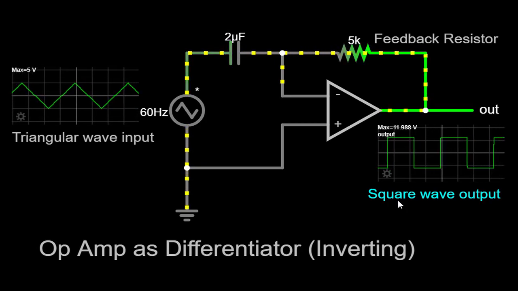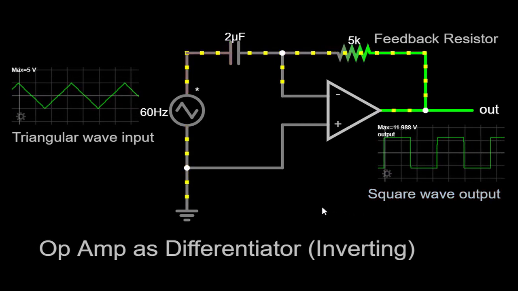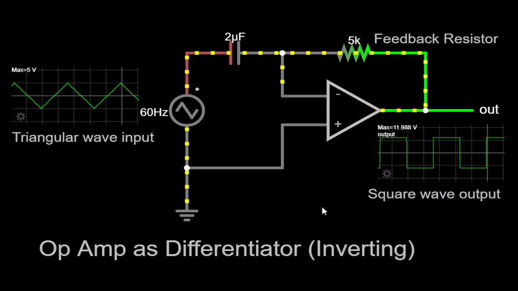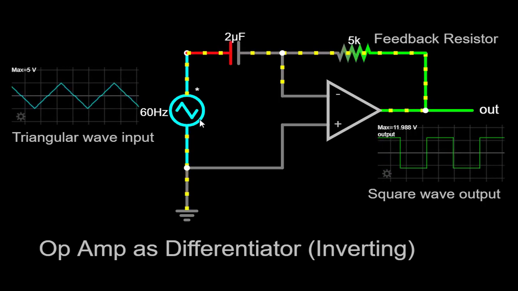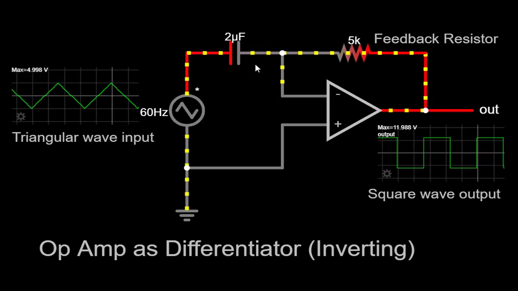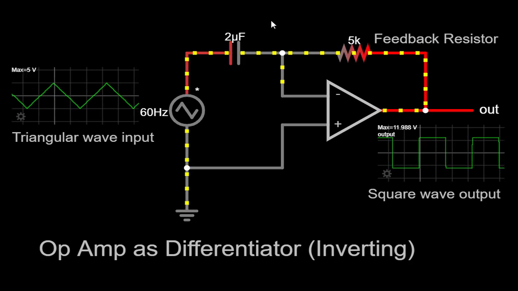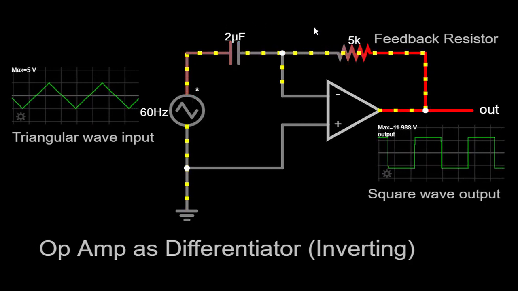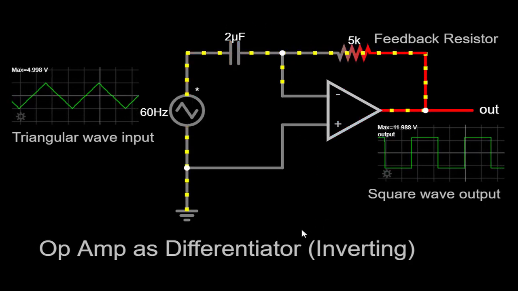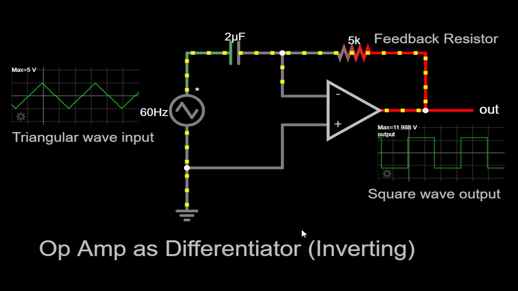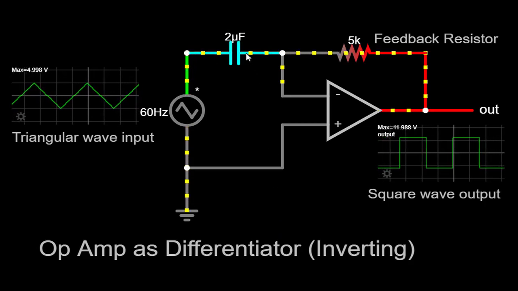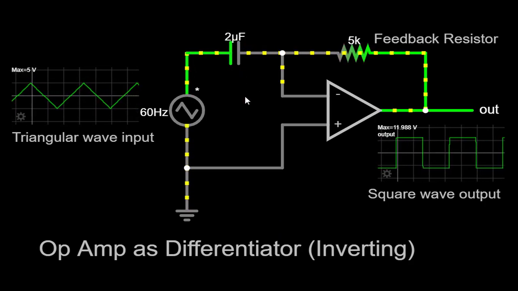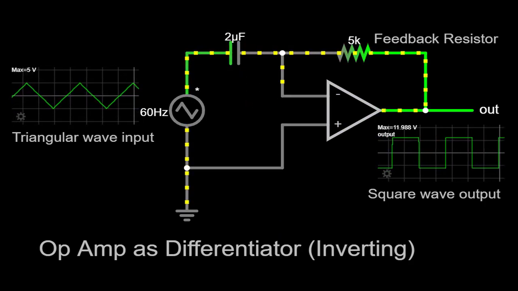To better comprehend this phenomenon, let's delve into the inner workings of the circuit. When the input signal experiences a change, it induces a current to flow through the capacitor and the feedback resistor. This current acts as a differentiator, emphasizing the high-frequency components of the input waveform. In our circuit, the feedback resistor, in conjunction with the capacitor, creates a time constant that governs the charging and discharging rates of the capacitor.